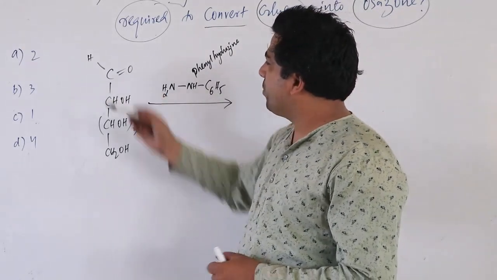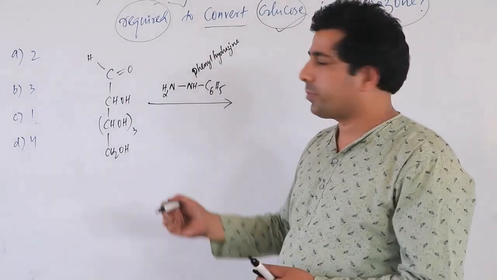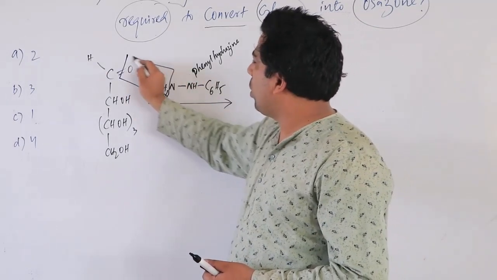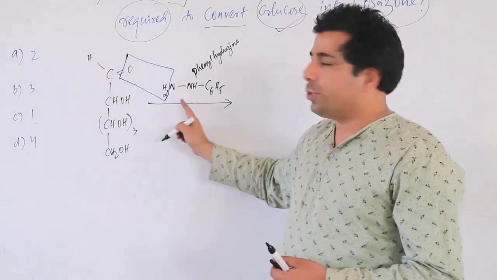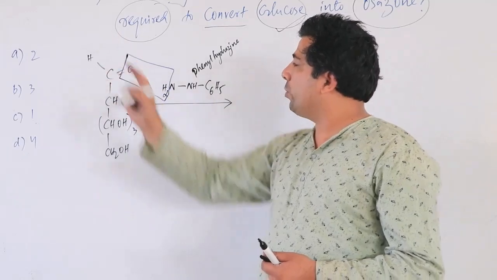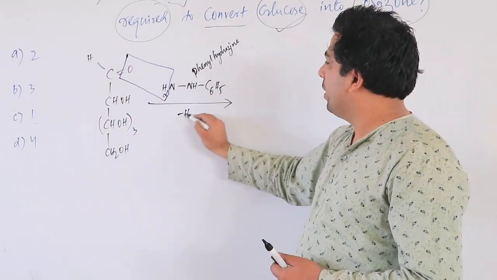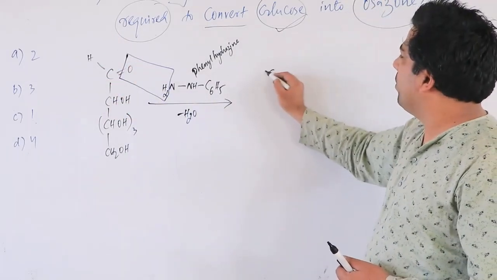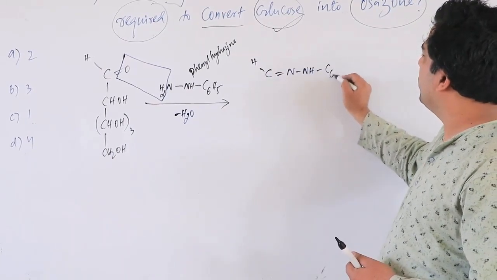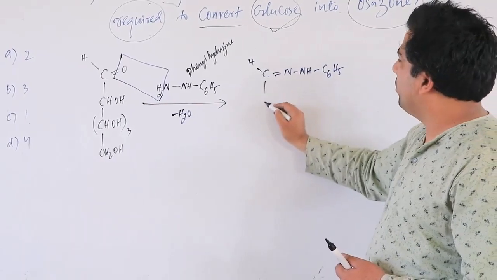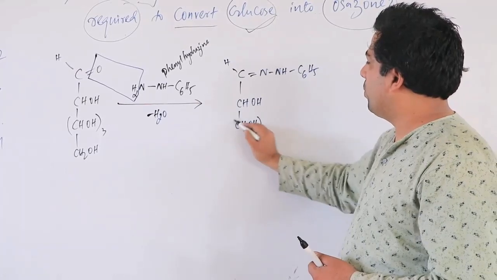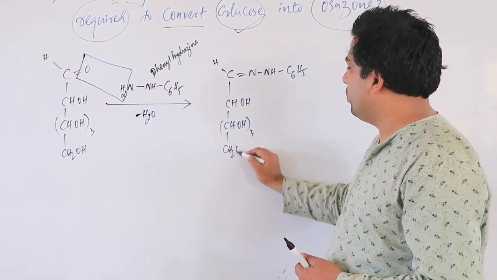This NH2 will interact with the carbonyl group. So these two hydrogens will come out with the oxygen of the carbonyl group. So 2 hydrogens from the NH2 group and 1 oxygen from the carbonyl group will come out in the form of water, H2O. So what will we be getting? We'll be getting CH double bond N, NH, single bond C6H5. Then we have CHOH, then CHOH whole thrice, then we have CH2OH.